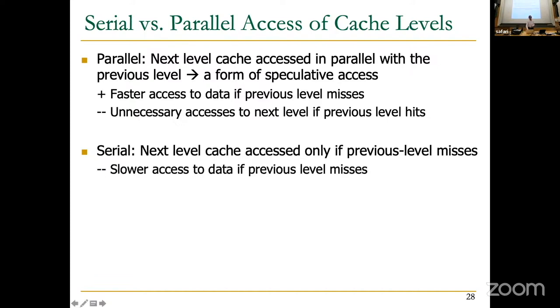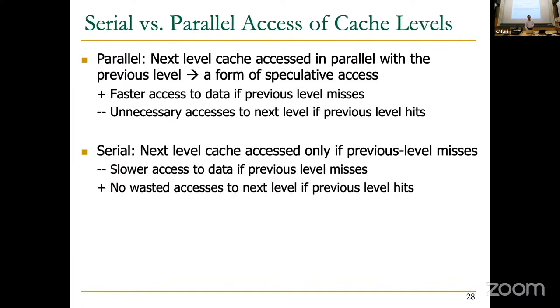But if you do the accesses serially, meaning the next level is accessed only if the previous level misses, you have slower access to data if the previous level misses, clearly, because you start the next level's access only after you figure out that it's a miss in the previous level. But the upside is you have no wasted access to the next level if the previous level is a hit.